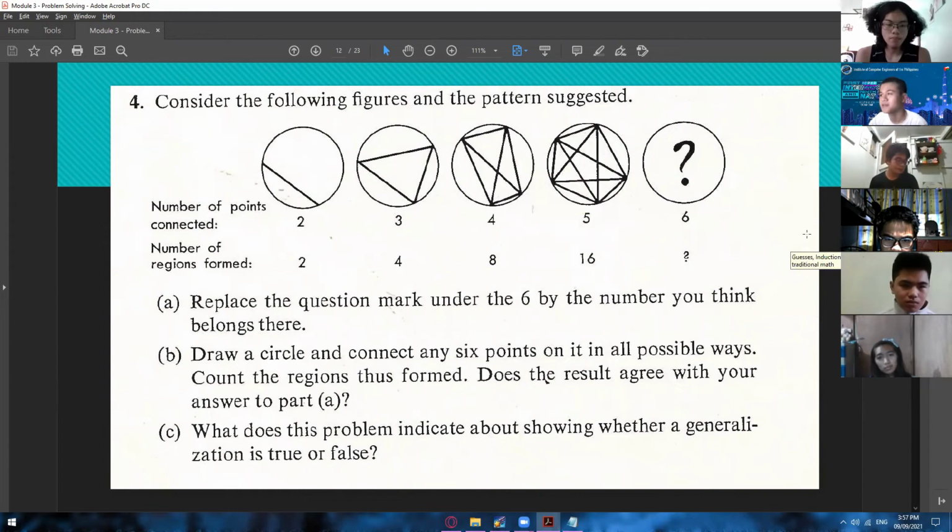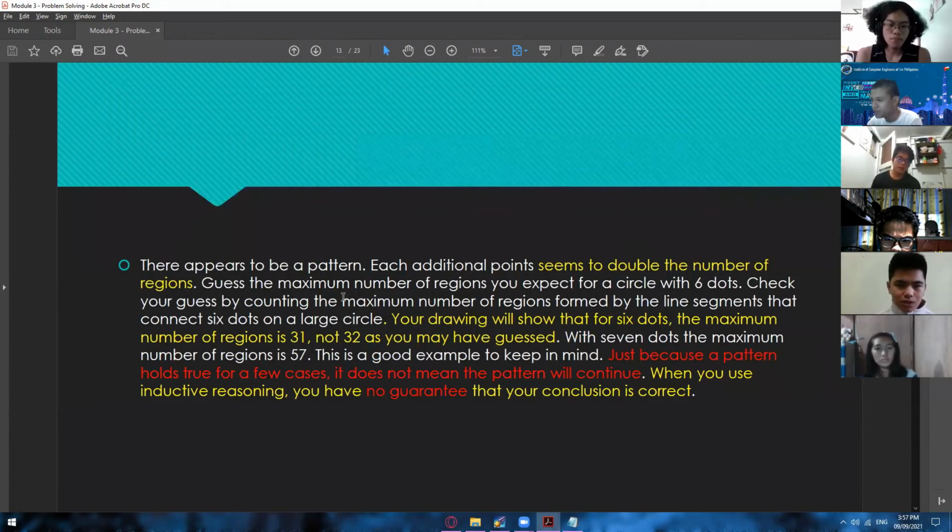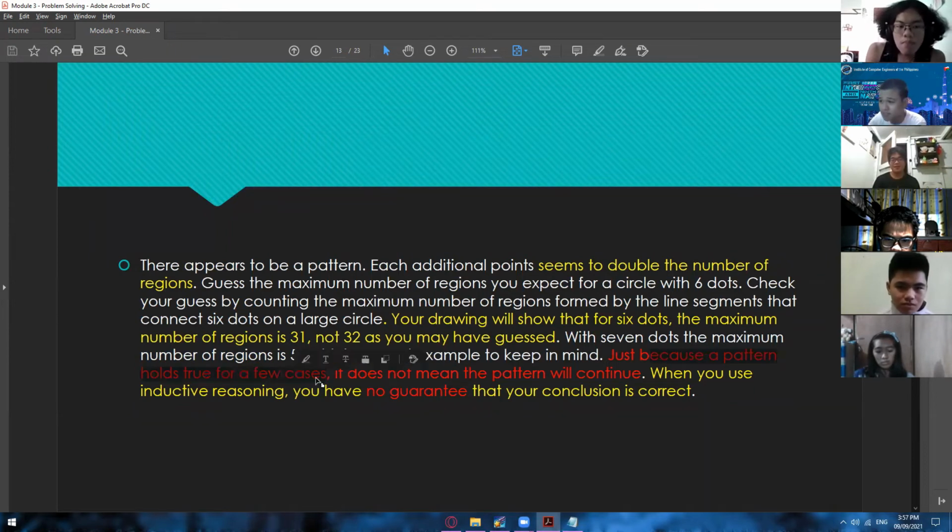Okay, so let's see what is the real answer. In here, the correct answer is actually 31, not 32, as you may have guessed. Just because a pattern holds true for a few cases, it does not mean the pattern will continue.